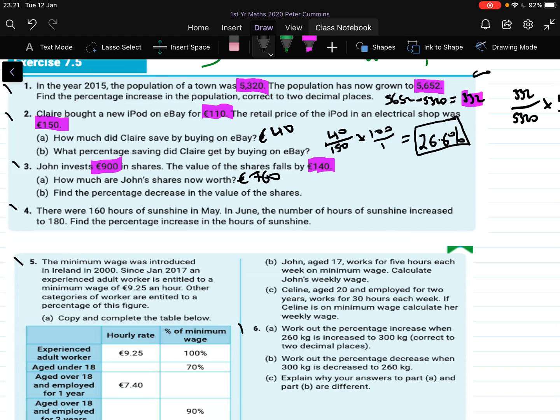And what is the percentage decrease in the value of the shares for question 3b there? So the change is 140 all over 900. It's going to be the original. Multiply again by 100 over 1, and that's going to be equal to, well, I'm not sure, but you can work that out yourself. 140 divided by 900 multiplied by 100 will give you your answer for that, somewhere in around 15, 16, 17%.